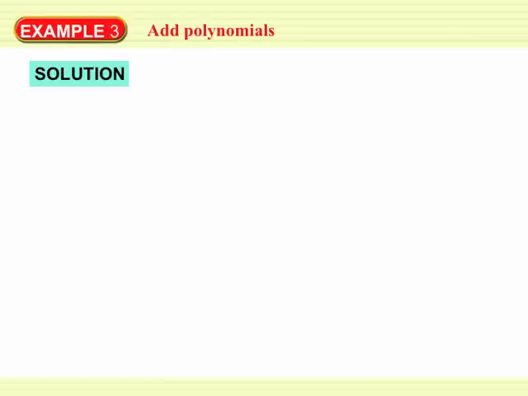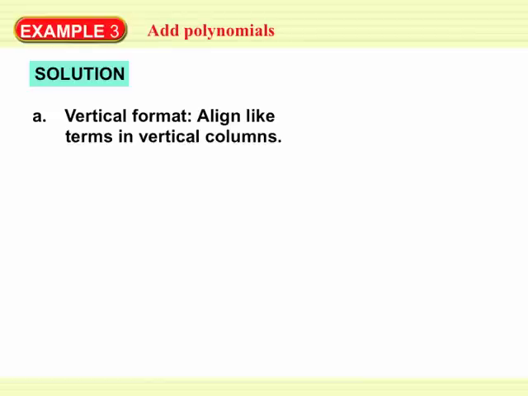Problem A, we're going to solve using a method called the vertical format. This is similar to addition problems where you line up the ones column, the tens column, the hundreds column, and then add in columns. Here's the first polynomial, and here's the second polynomial. Now you'll notice that I wrote the second polynomial in a slightly broken up manner. What I'm doing there is I'm aligning like terms in vertical columns.